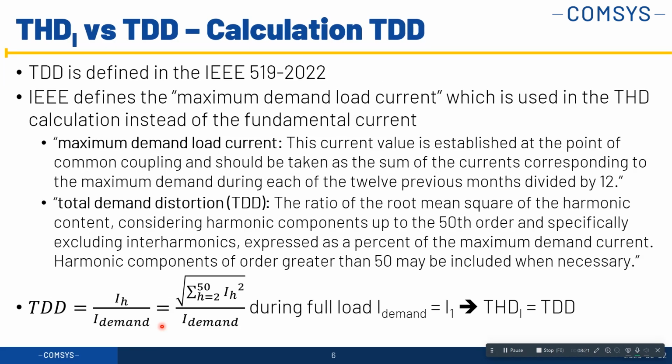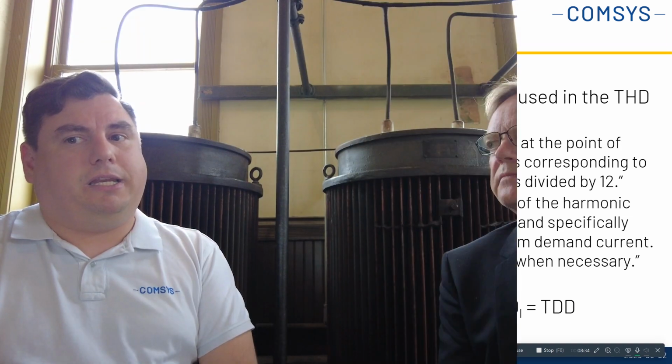So if we take the IEEE 519, we're taking again the harmonic current, summing up the entire harmonic current, dividing it by the maximum demand load current, and we're getting a new value, and that value is now the TDD, the total demand distortion. Yeah, and this is huge. This is where the end user can save a lot of money.